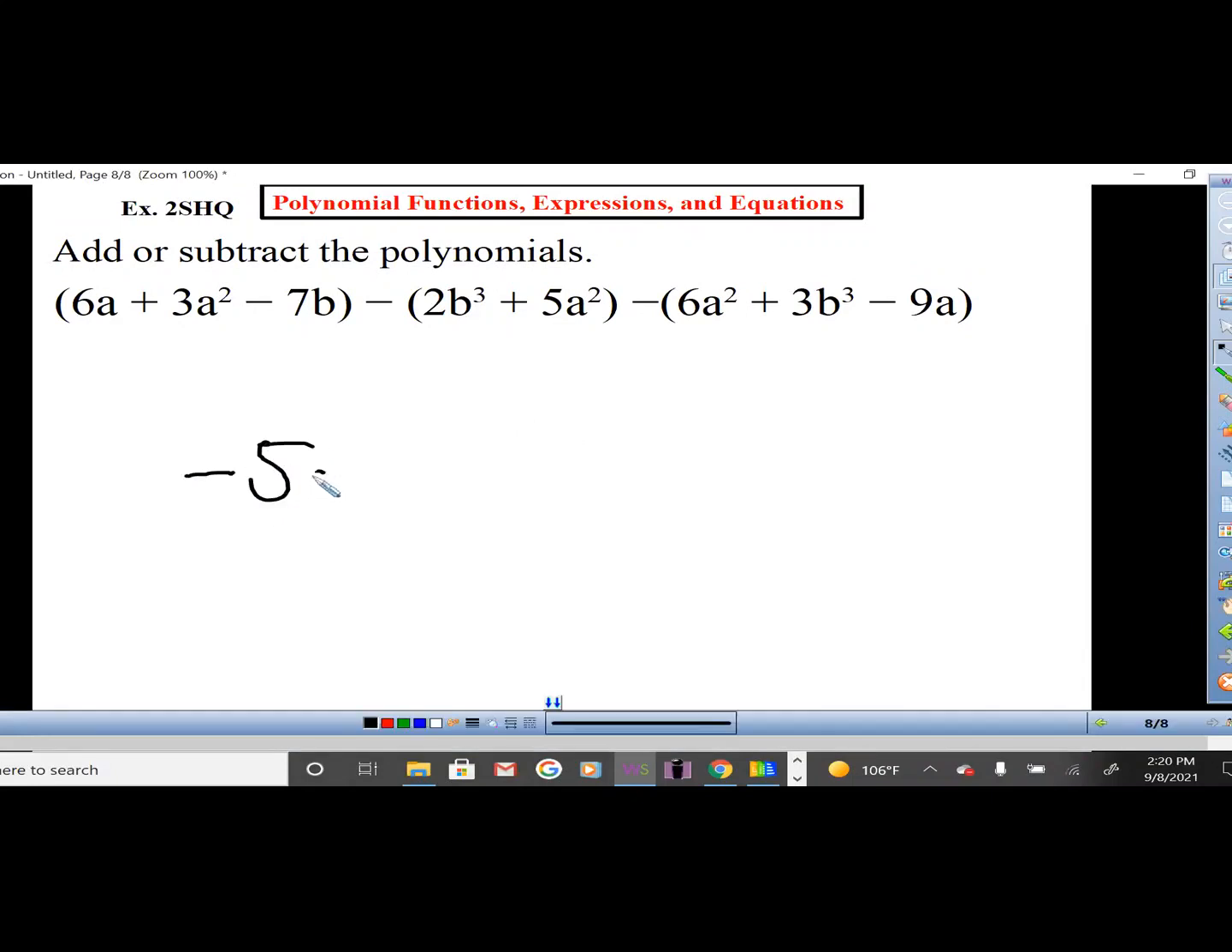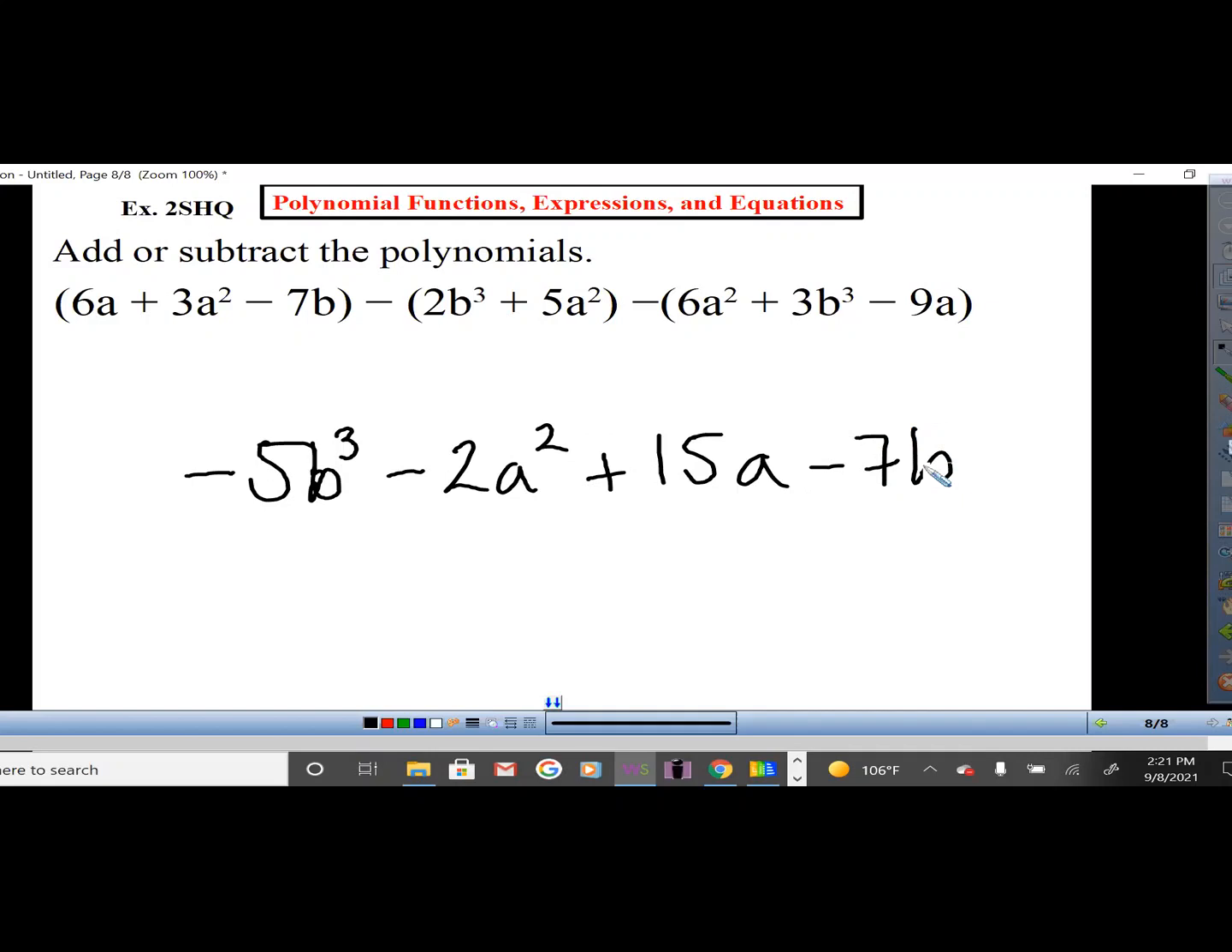Negative 5b to the third, minus 2a squared, plus 15a, minus 7b. Hands, if you got that? I see some disagreement. Let me distribute this to make sure.